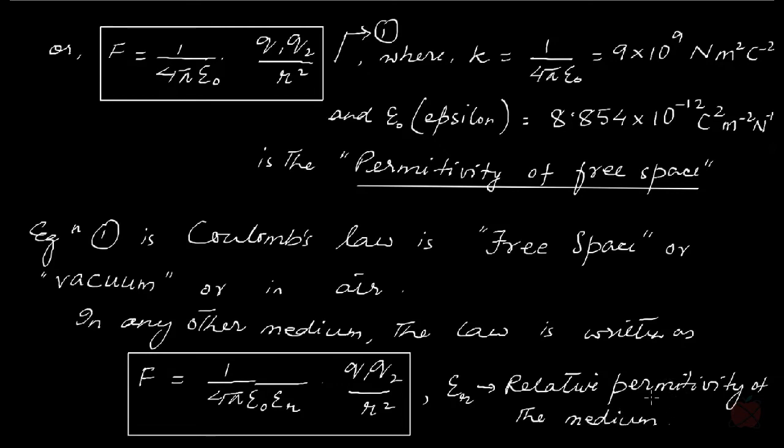Understand? Sometimes instead of epsilon r, we write k. This is also equal to capital K, not this small k, this is small k. And this one is capital K. Got it? And what is capital K? Capital K here is the dielectric constant of the medium. You will learn about the dielectric constant when we do chapter 2.